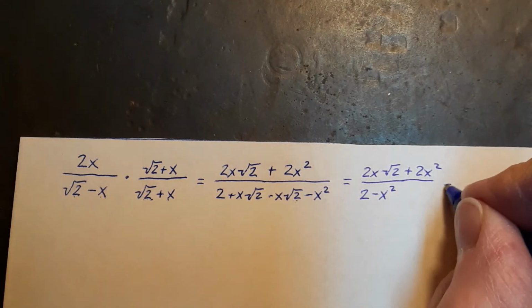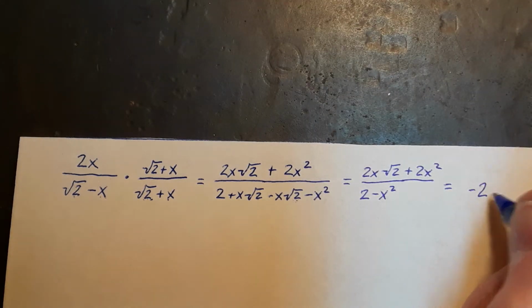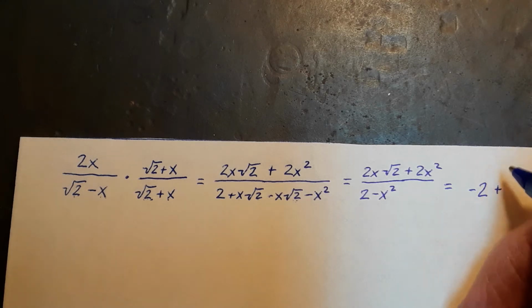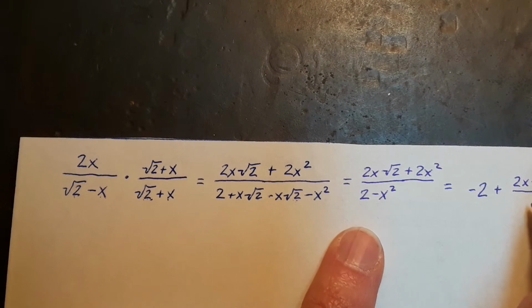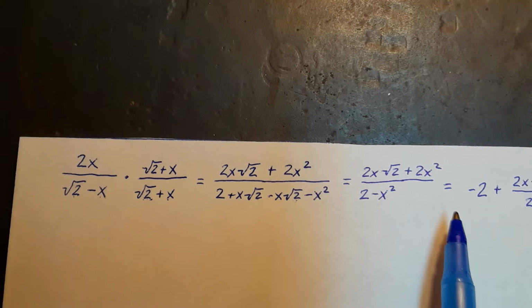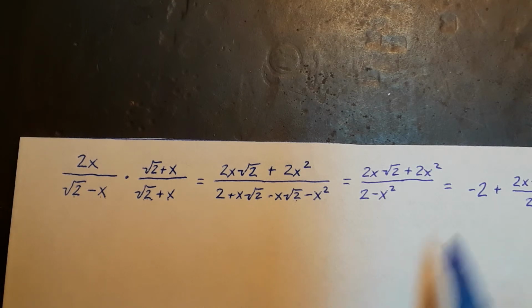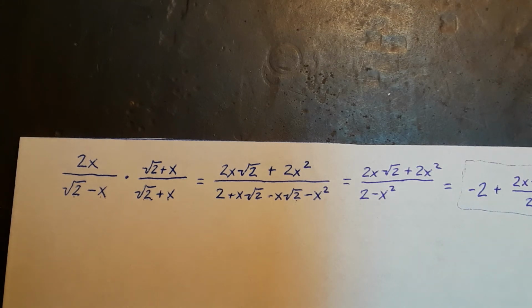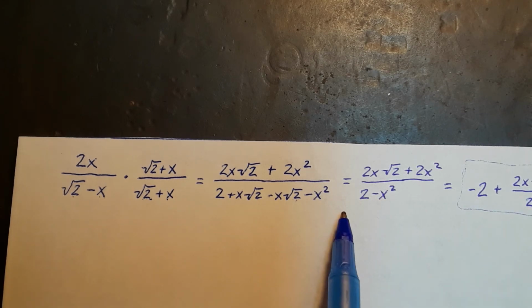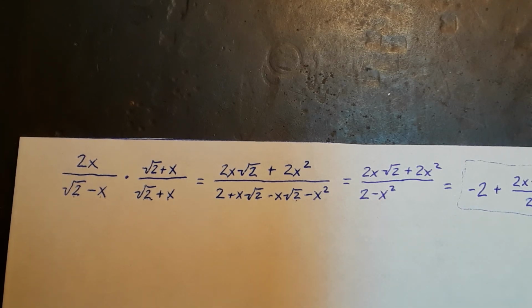But if you want this to be divided out, you're going to end up with negative 2 plus 2x square root of 2 plus 4 over the original denominator here, and that's as far as you can reduce this. So this is if you want something in mixed form, and this is in proper form. Either way, we have rational denominators at this point, and so we're good.